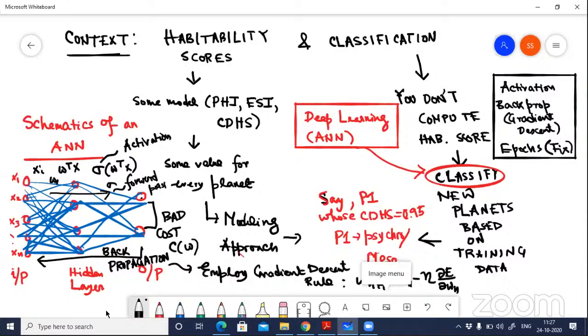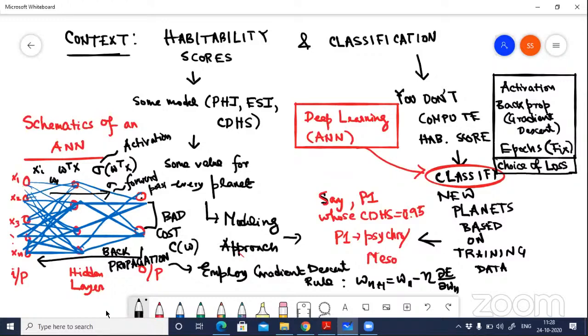So these are some vital components of an artificial neural network: the activation function, the gradient descent rule, and epochs. Also, very, very important, is the choice of your loss function. There are several kinds of loss functions. I have shown you one, which is the mean square error. There are others such as binary cross entropy, mean absolute error, check loss, quantile loss, and so on and so forth.